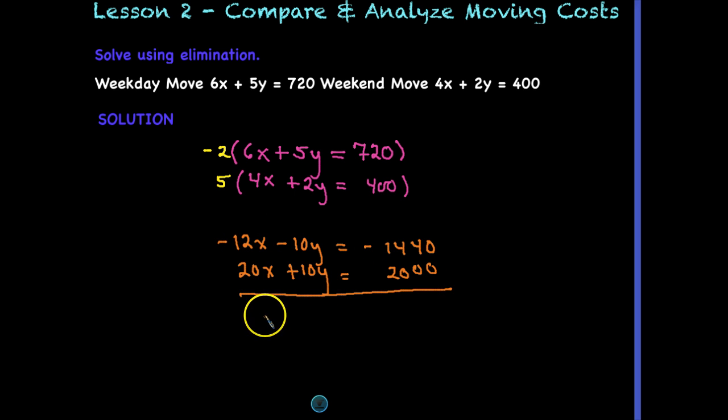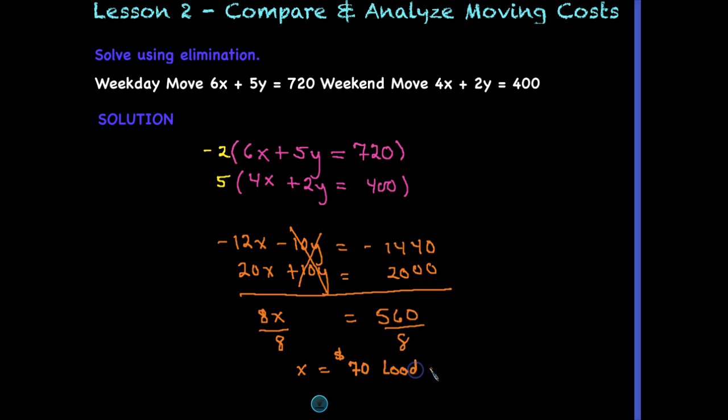Negative 12x plus 20x is 8x. As I said, the y's are now gone, which is what I wanted. And then if I add these together, I'm going to get a positive 560. Finally, all I need to do now is divide everything by 8 to figure out my x. And my x, remember, if you look back, was loading and unloading. So 560 divided by 8, well, 8 goes into 56 7 times and into 0, 0. So that's $70 for loading.